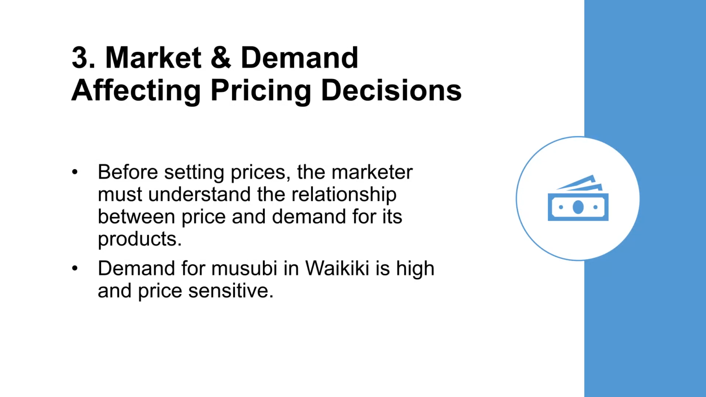Marketers also need to understand the overall market and demand. Some markets have more demand than others. So demand for Musubi in Waikiki is high, but the price points have a sensitivity to it because if you price it too high, people are going to go, oh, I'll just go to 7-Eleven. Or they'll choose another option because there's a lot of options out there. So really understanding your market specifically to where you're going to put your product is really super key.